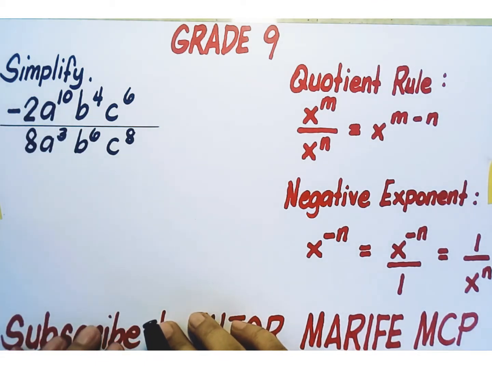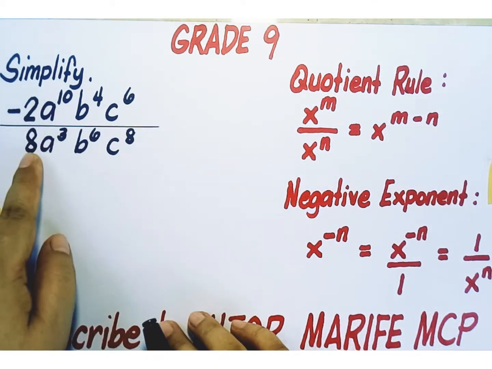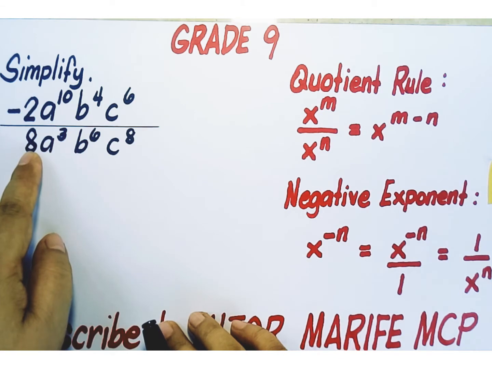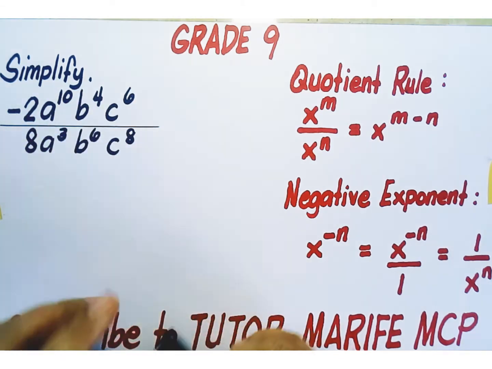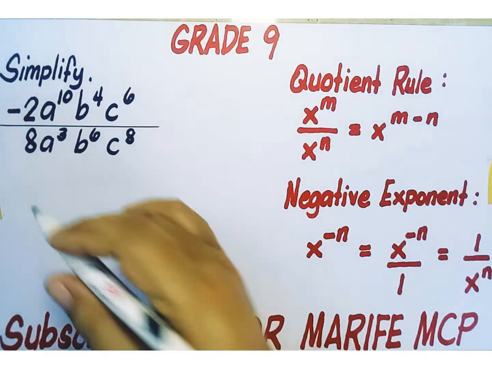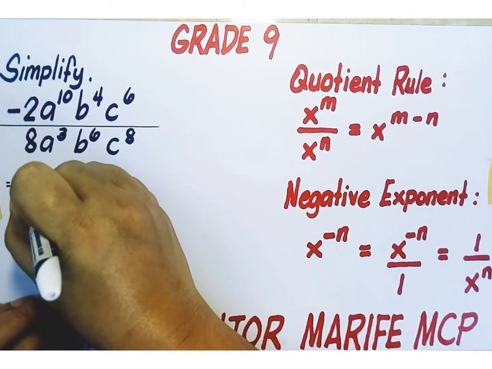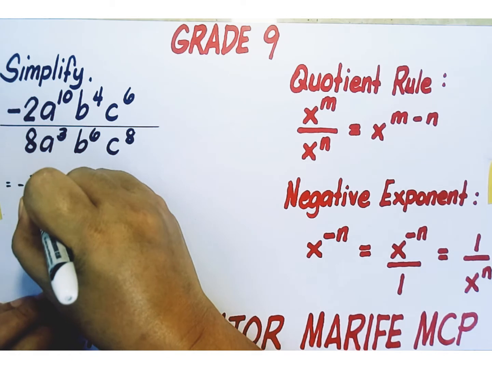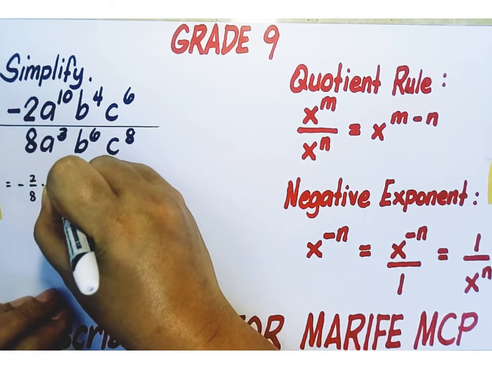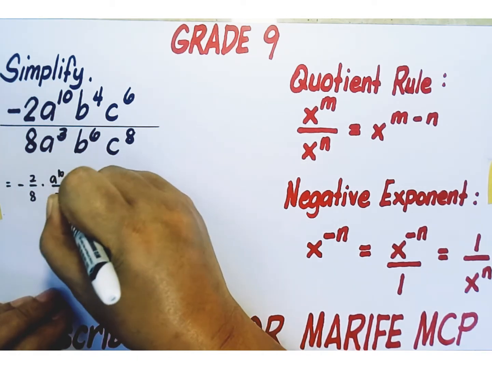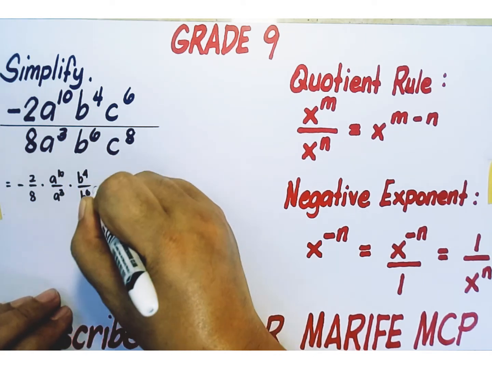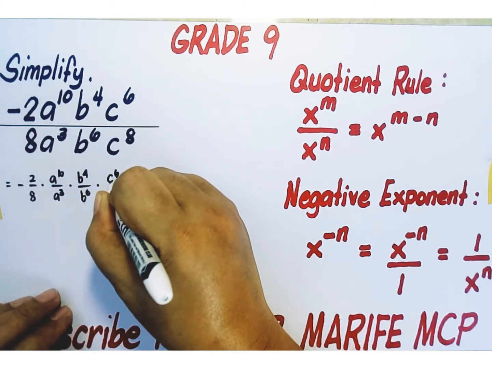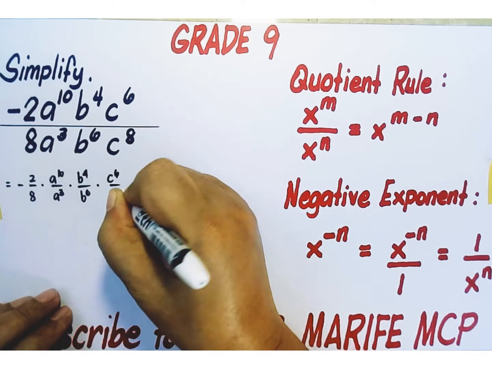For our first step, let's write the constant terms together and write the exponential terms with the same base together. This is also equal to negative 2 divided by 8 times a raised to 10 divided by a cubed times b raised to 4 divided by b raised to 6 times c raised to 6 divided by c raised to 8.